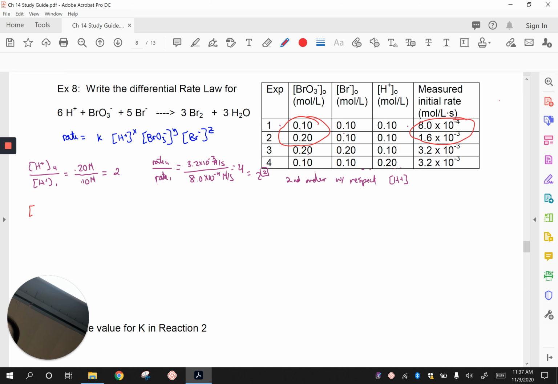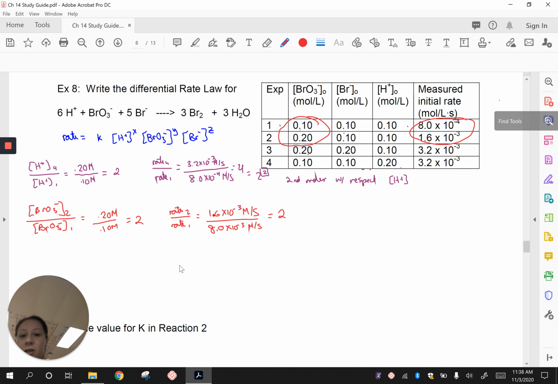So I'm going to go with experiment 2 over experiment 1. My bromate ion concentration in experiment 2 over my bromate ion concentration for experiment 1 is 0.20 molar over 0.10 molar, which is equal to 2. Let's look at the rates for the same two experiments. Rate 2 is 1.6 times 10 to the negative third molar per second. Rate 1 is 8.0 times 10 to the negative third molar per second. That is equal to 2.